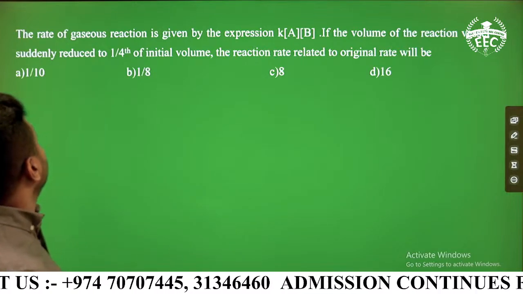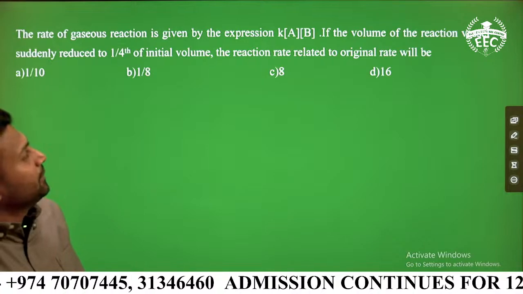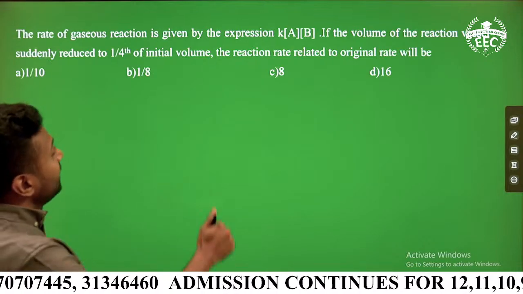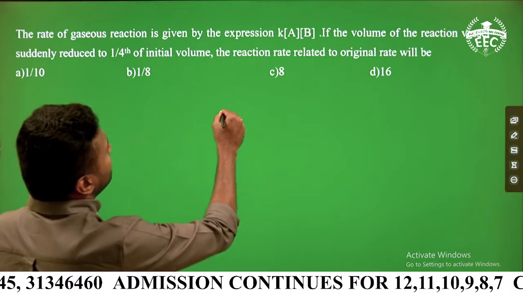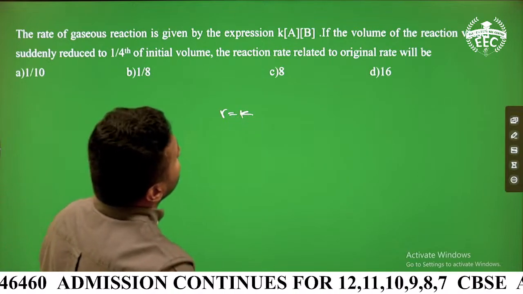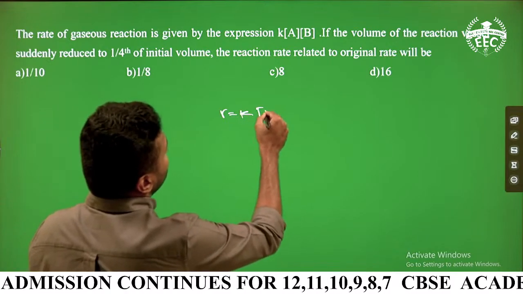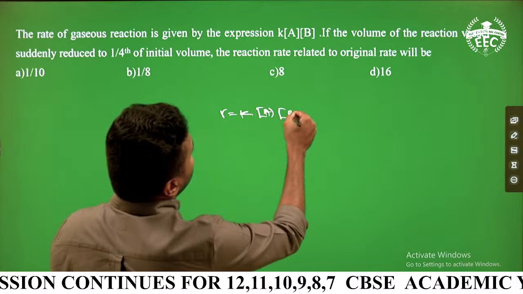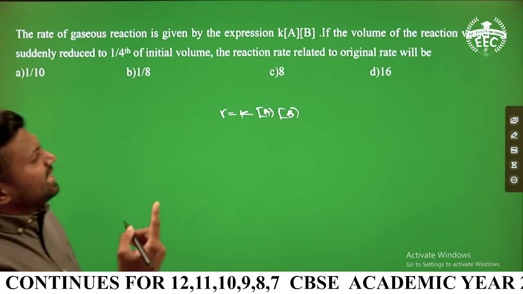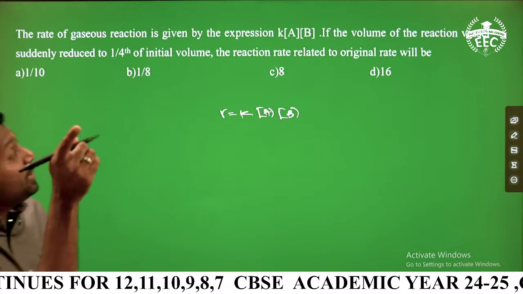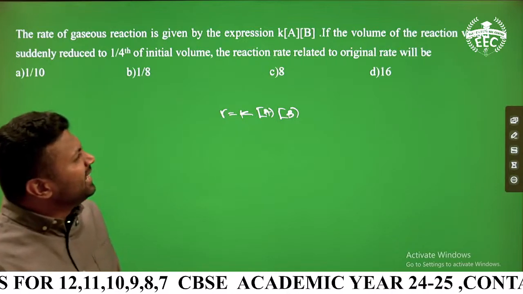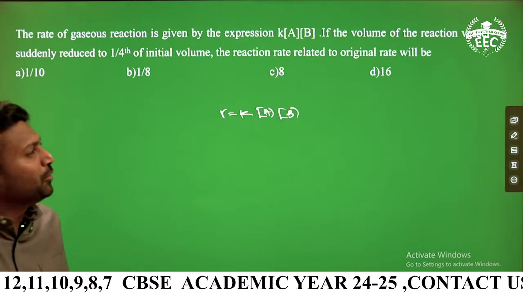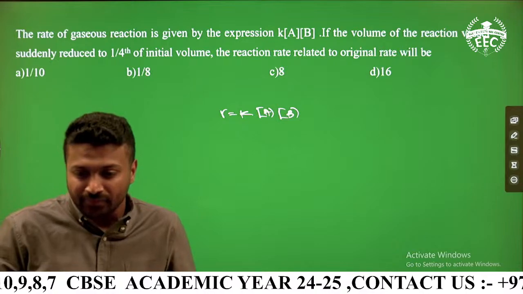Question. The rate of a gaseous reaction is given by the expression R is equal to K into concentration of A into concentration of B. If the volume of the reaction vessel is reduced to 1/4 of the initial volume, then the reaction rate relative to the original rate will be.